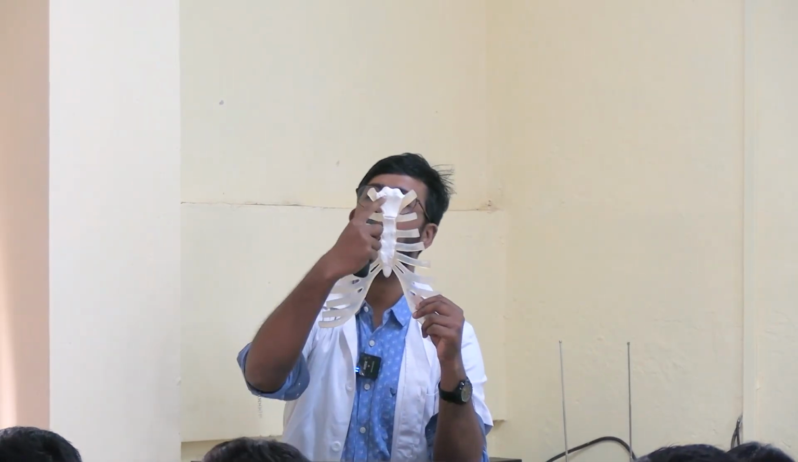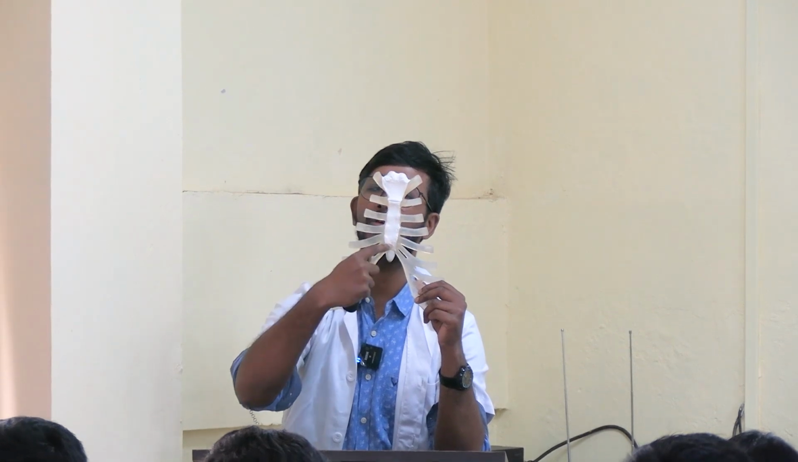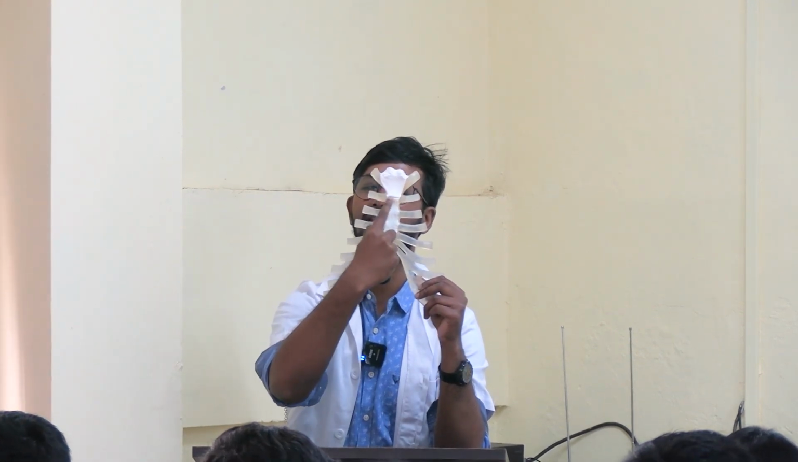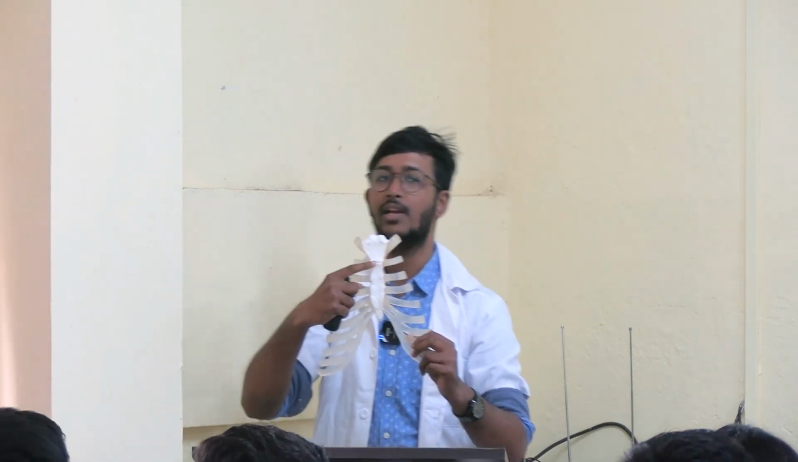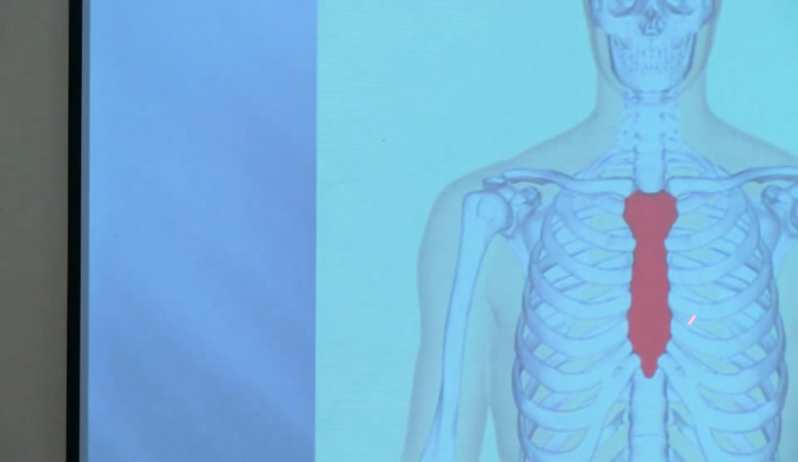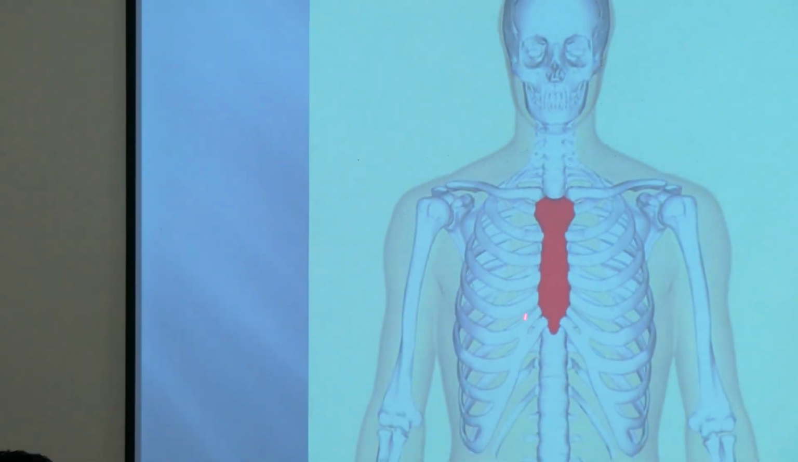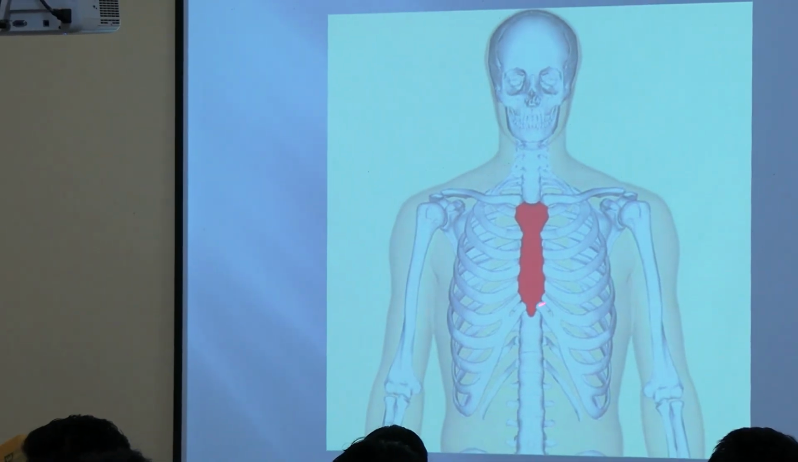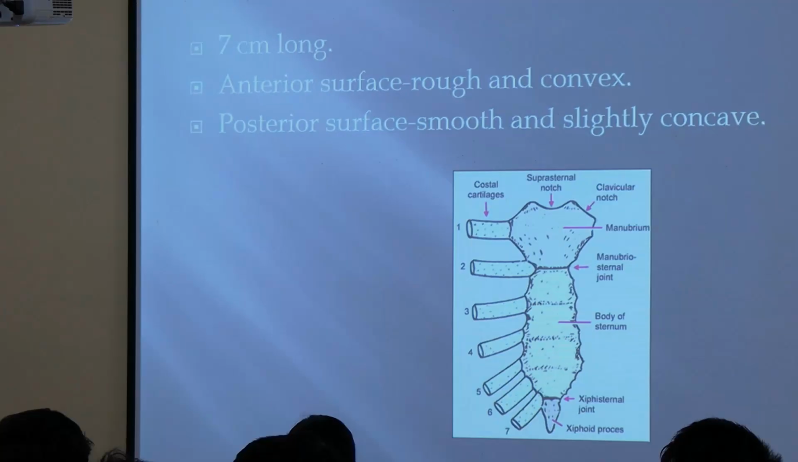The manubrium and the body of the sternum together form an angle in this region, known as the sternal angle, which is more prominent in males and less prominent in females. So this is the manubrium sterni, and this is the body of the sternum, which is broader on the lower part. Then there is the xiphoid process.